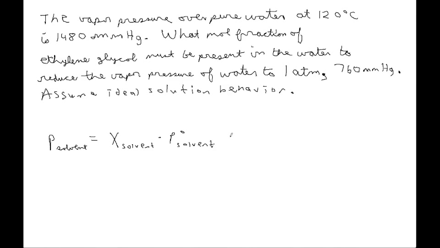Let me interrupt you there. What number did you plug in here? P solvent. 1480 millimeters of mercury. And where did you get that from?